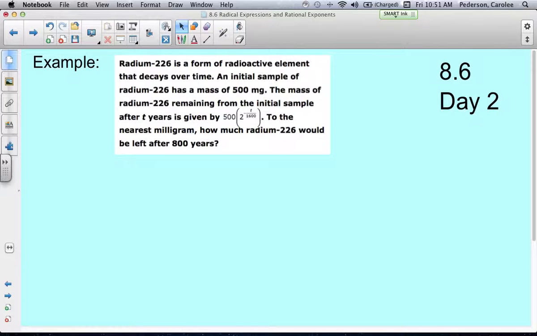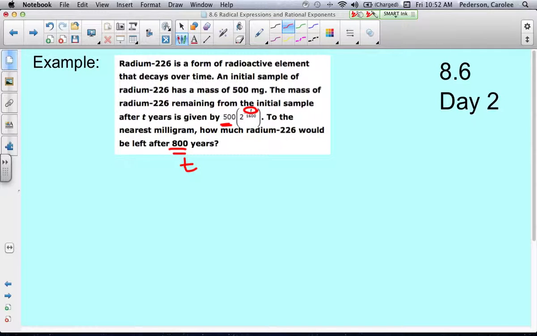So this example says radium-226 is a form of a radioactive element that decays over time. Initial sample 226 has a mass of 500 milligrams. So we're going to be more in depth when we get into pre-calculus of where this equation came from. The mass of the radium remaining from the initial sample after t years, so that's your up in your exponent, is there, to the nearest milligram, how much radium would be left after 800 years?